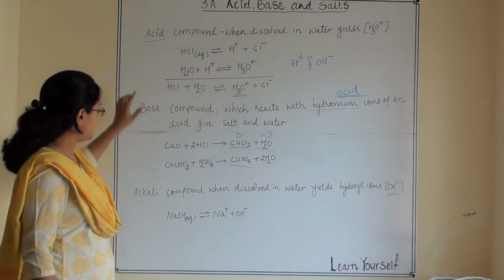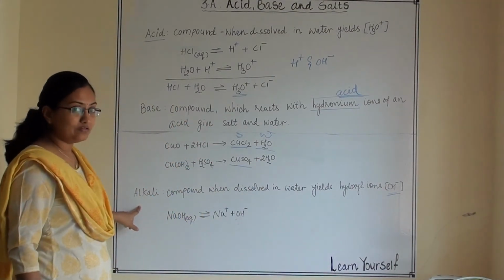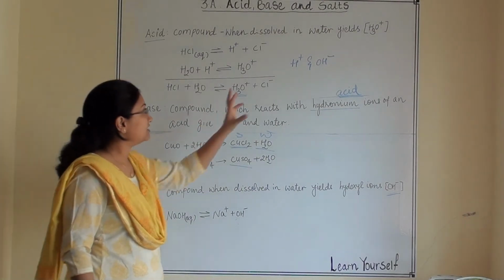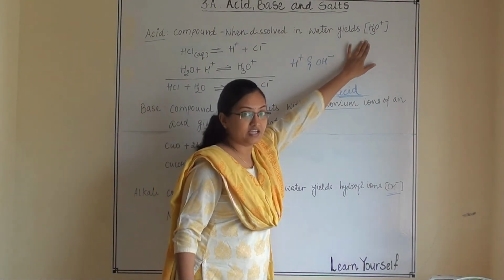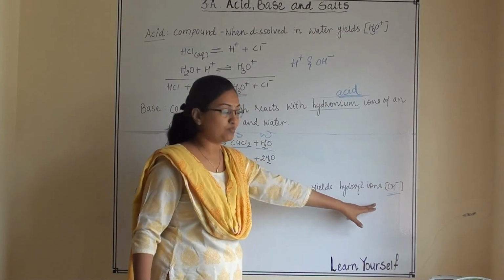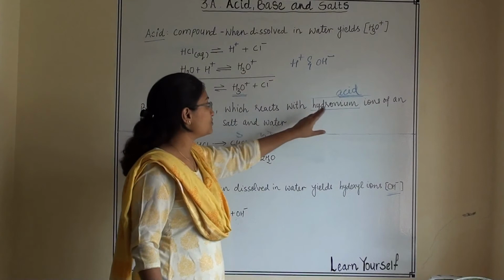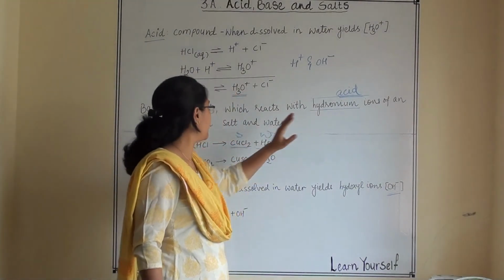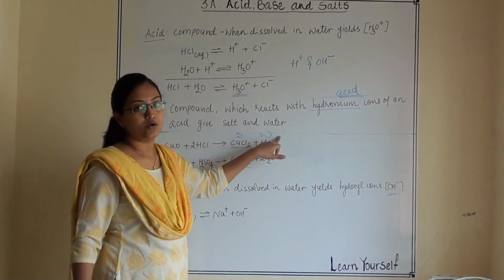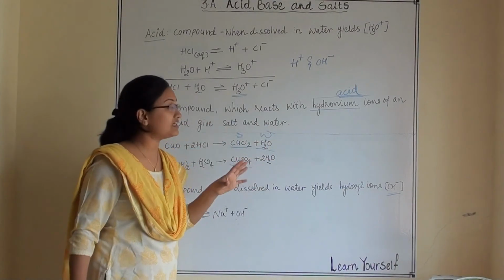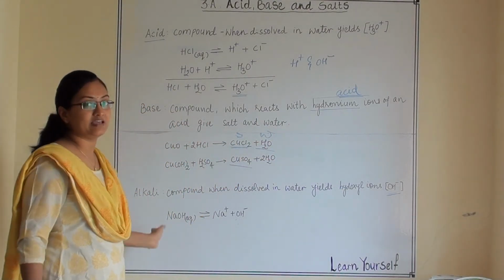So acid and alkali, when we are dissolving them, simultaneously give H3O+ and OH- respectively. Whereas a base is a compound which reacts with acid or hydronium ion, and it gives us salt and water. This is the basic idea about acid, base and alkali.